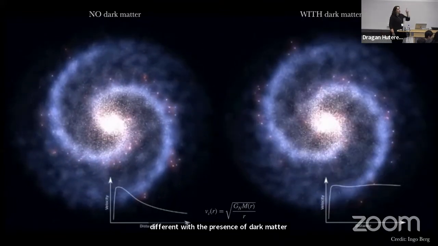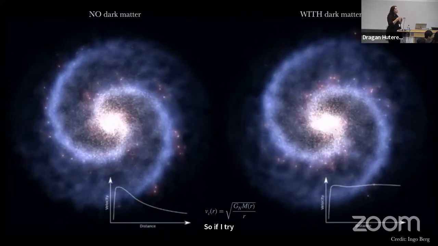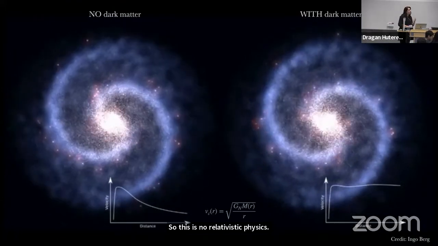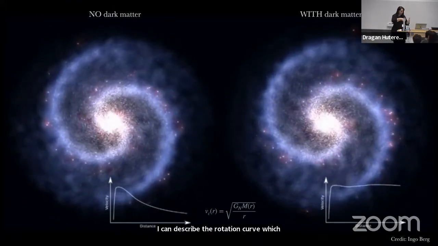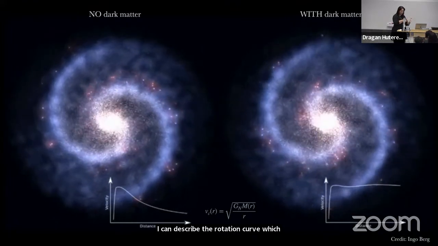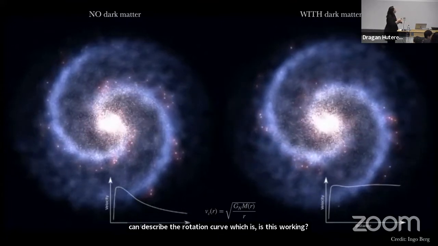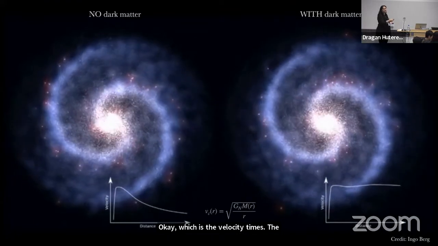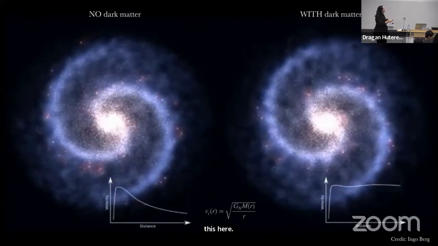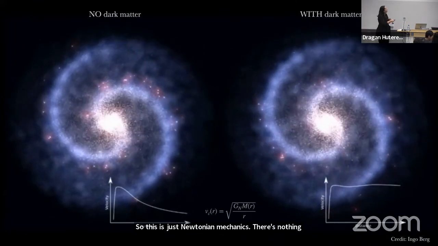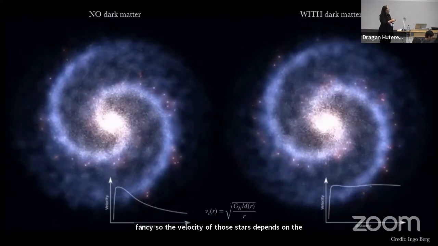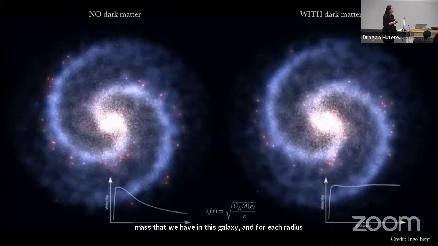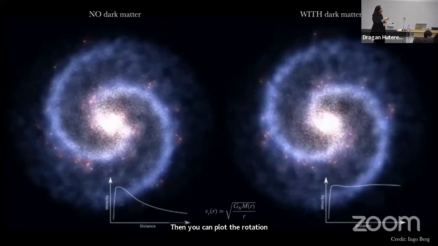If I try to describe the circular motion, so this is non-relativistic, Newtonian physics, simple physics, I can describe the rotation curve, which is the velocity as a function of the distance, given by this here. So this is just Newtonian mechanics. There's nothing fancy. The velocity of those stars depends on the mass that we have in this galaxy, and for each radius I'm going to have a different velocity. Then you can plot the rotation curve. The rotation curve is just velocity versus radius.